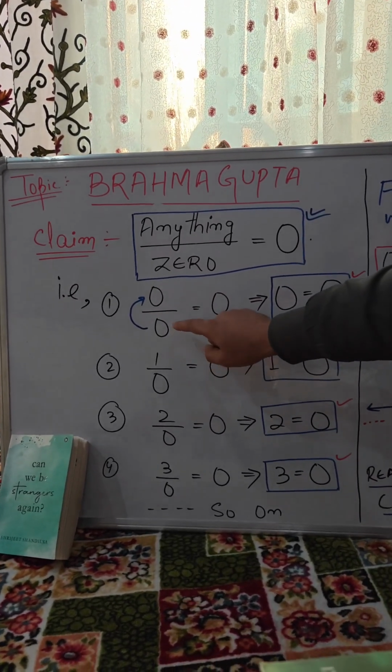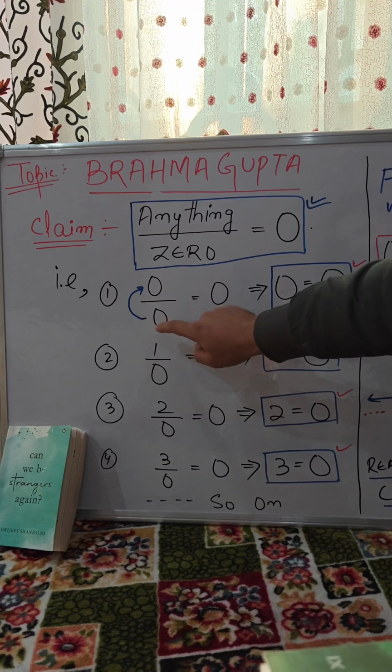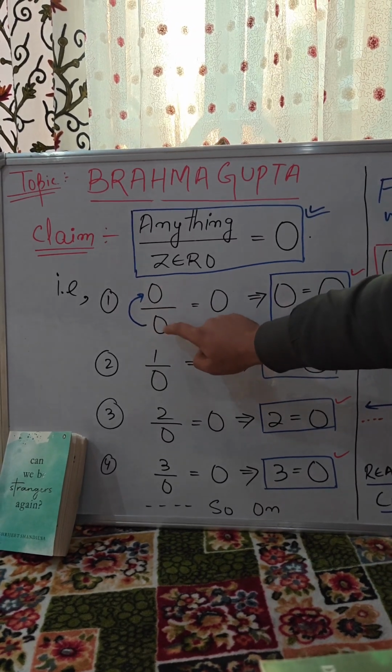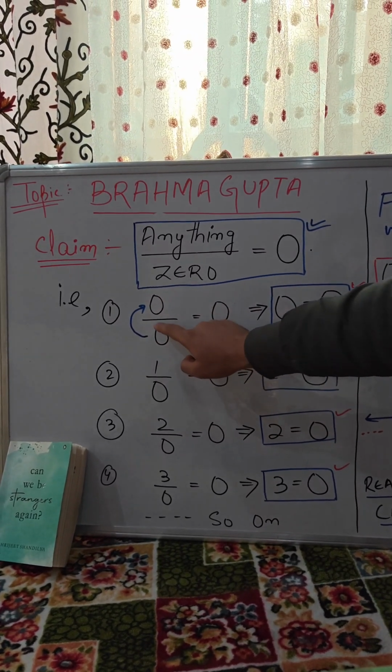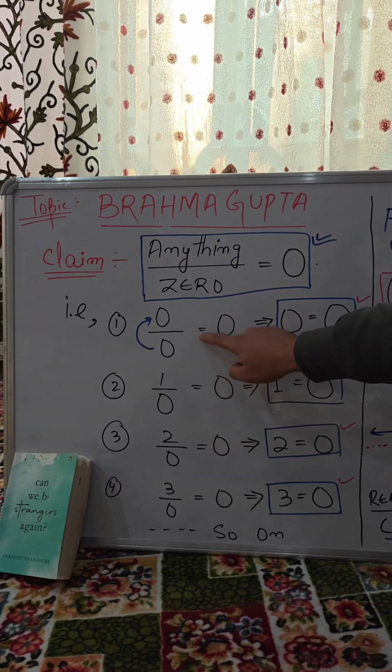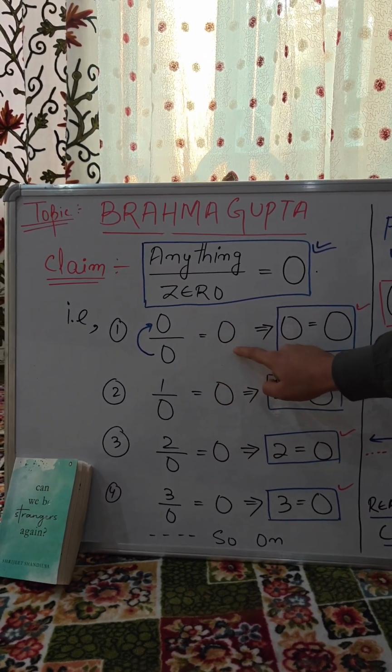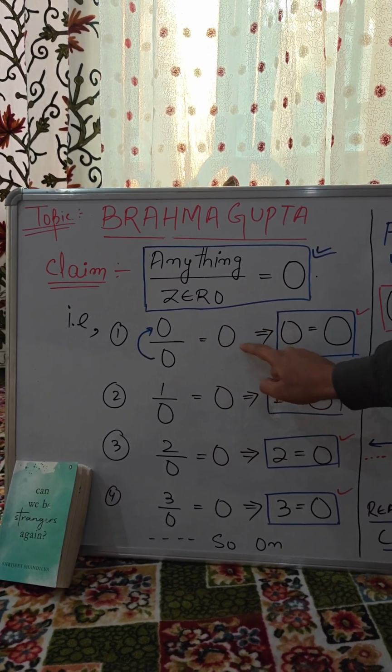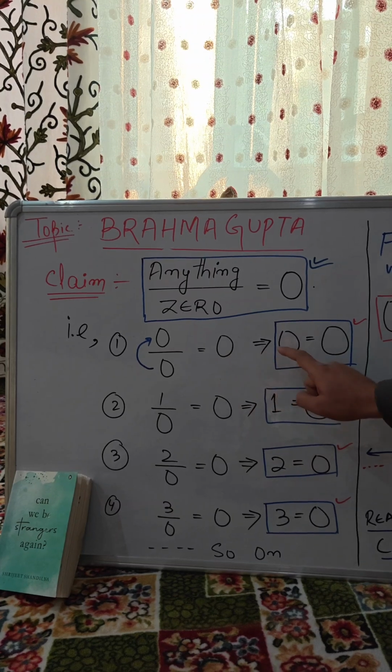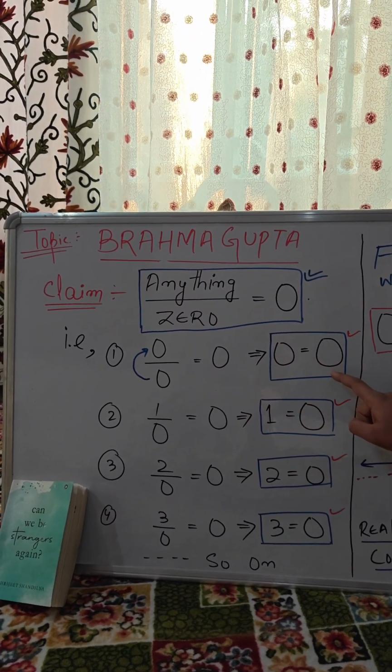So it means that from the fundamental theorem of arithmetic, if 0 divides 0, it means that 0 is a factor of 0, right? So from this, this implies that 0 divided by 0 is equal to 0. From this statement, it implies that this is only true whenever 0 equals 0, right?